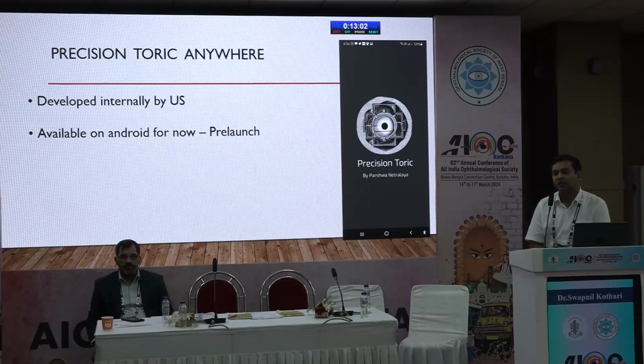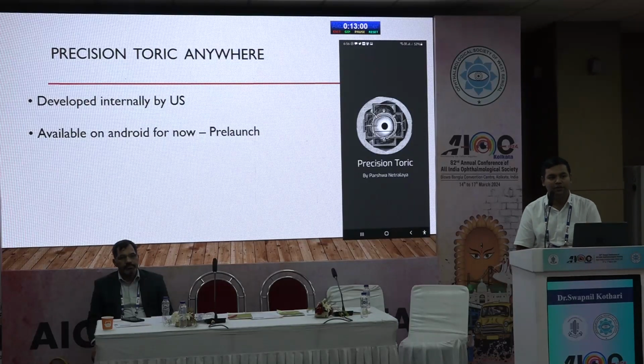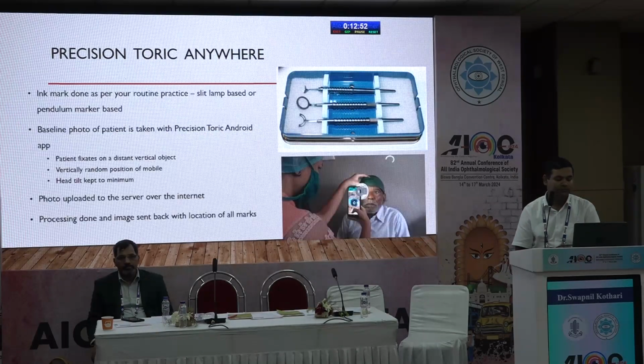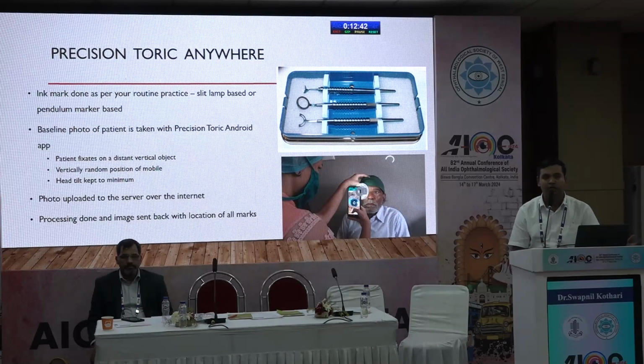This is another software that we are developing. This is going to be called Precision Toric Anywhere. It is right now in a pre-launch phase. The system is similar to Saurabh Patwardhan's system, in which you do your ink mark as per your routine practice. You can do 3 ink marks, 4 ink marks, or 360-degree ink marks. It doesn't really make a difference to this software.